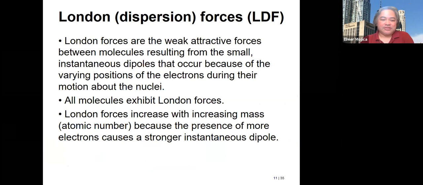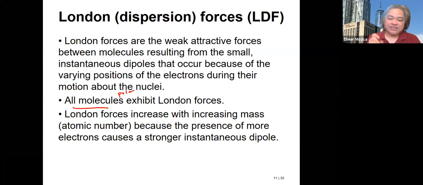Okay? So if you're going to look at this LDF, there are usually weak attractive forces between molecules resulting from the small spontaneous dipoles that occur because of the varying positions of the electrons during their motion about the nuclei. And as I said, all molecules, including the polar, exhibit London forces. And in terms of the trend, the London force increases with increasing mass because the presence of more electrons causes a stronger instantaneous dipole.